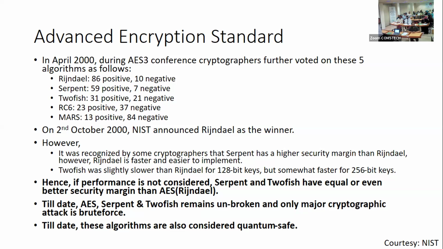Okay. However, at that time it was realized that Rijndael was not the winner because it was the most secure cipher out there. No, in fact, Twofish and Serpent were equally good, and in some cases Serpent was even stronger than Rijndael. But Rijndael was selected because it was able to run on everything.